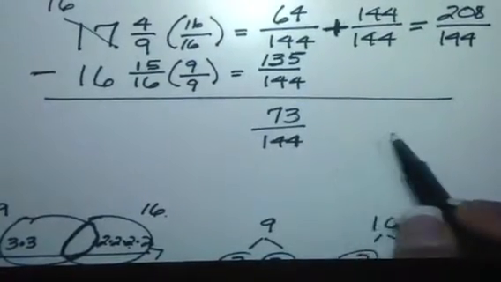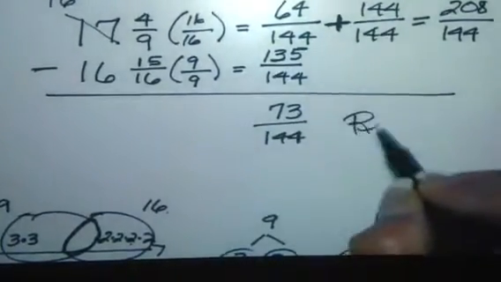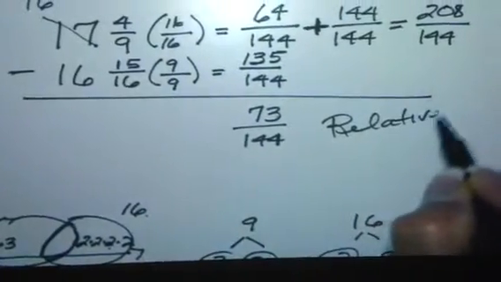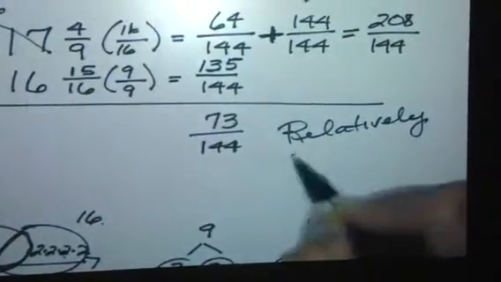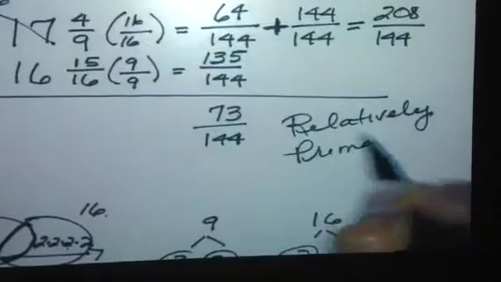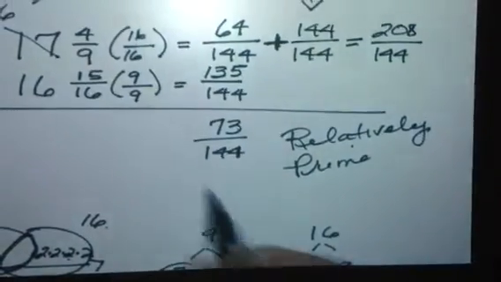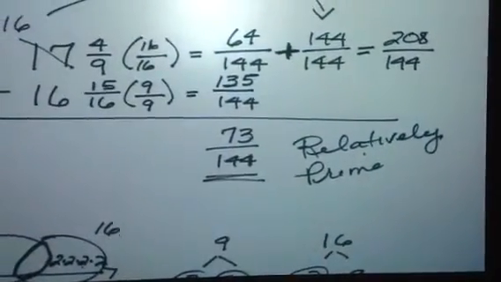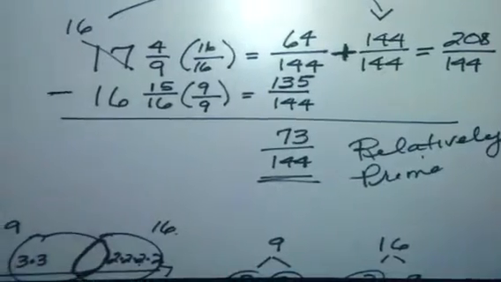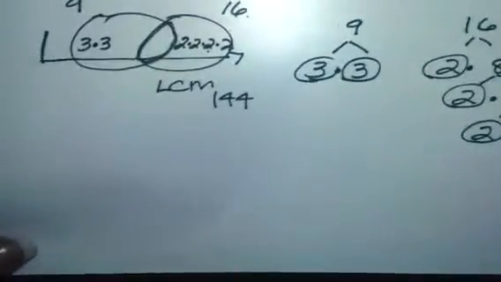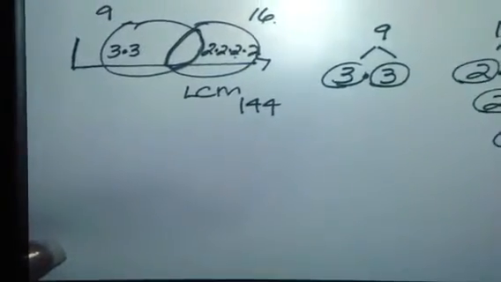This cannot be reduced, so we would term this as relatively prime, one of the vocab terms that we have been talking about, and then we have our final answer. Again, an example of the Venn diagram to find LCD.